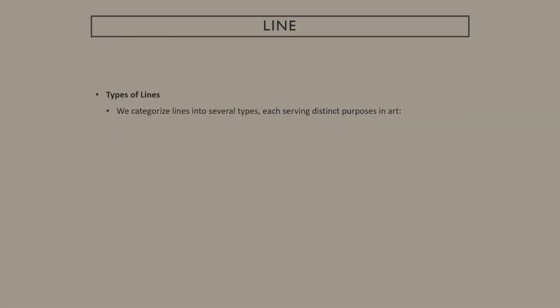So there are several types of line, and they all have distinct purposes, and we're going to go through each one of them, but here's just an overview. We've got contour lines, actual lines. Actual lines is a weird category. It's just literally a line connecting two dots. So it's almost so simple as to be useless in terms of definitions.